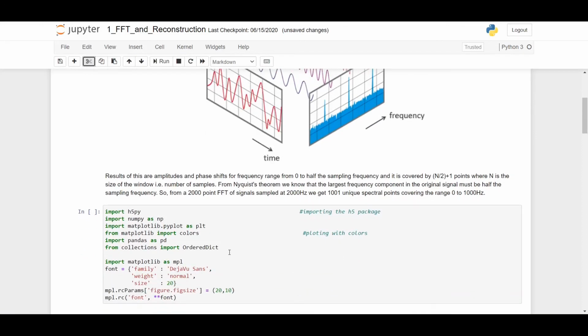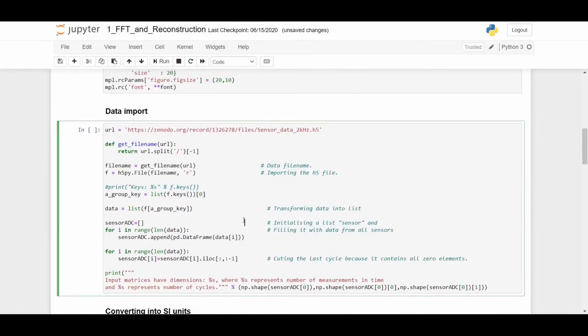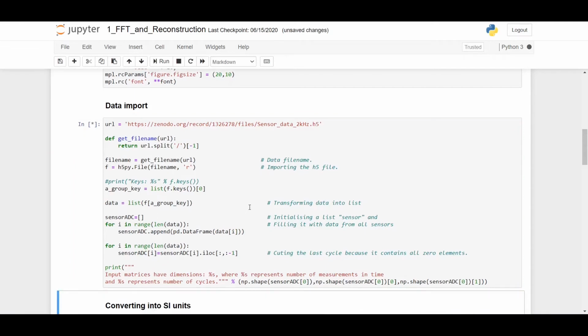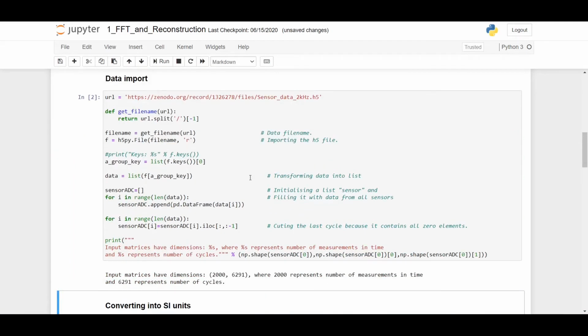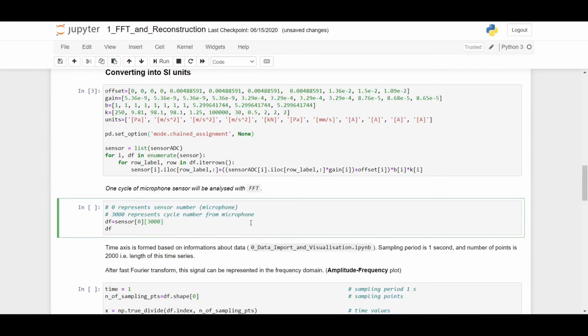First, we will import the same packages as in the previous tutorial, and additional packages like an additional set of colors for matplotlib and order_dict, which will be used to sort matrices. Data is imported in the same way as before and then converted into SI units as before. For the purpose of demonstration, we will take one cycle from the first sensor, which is microphone, and analyze it with the FFT. Cycle number 3000 is chosen randomly, but user can try some other sensor or some other cycle.